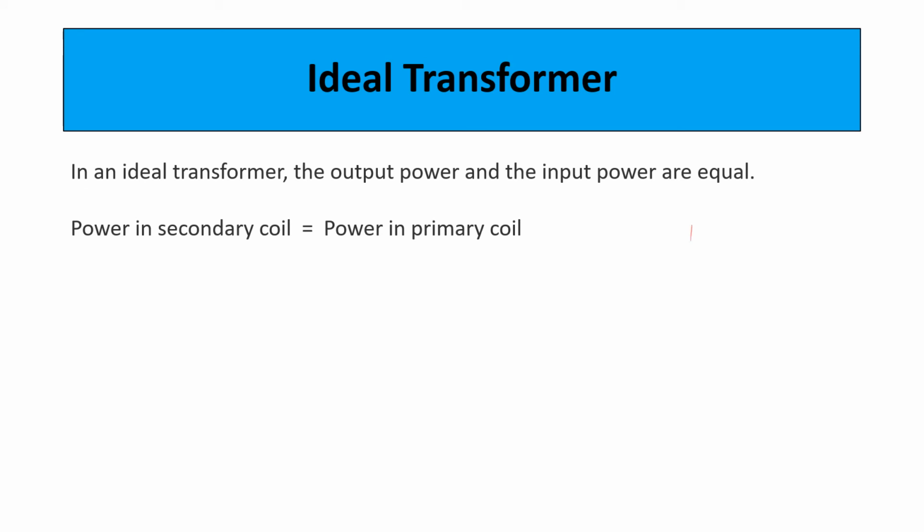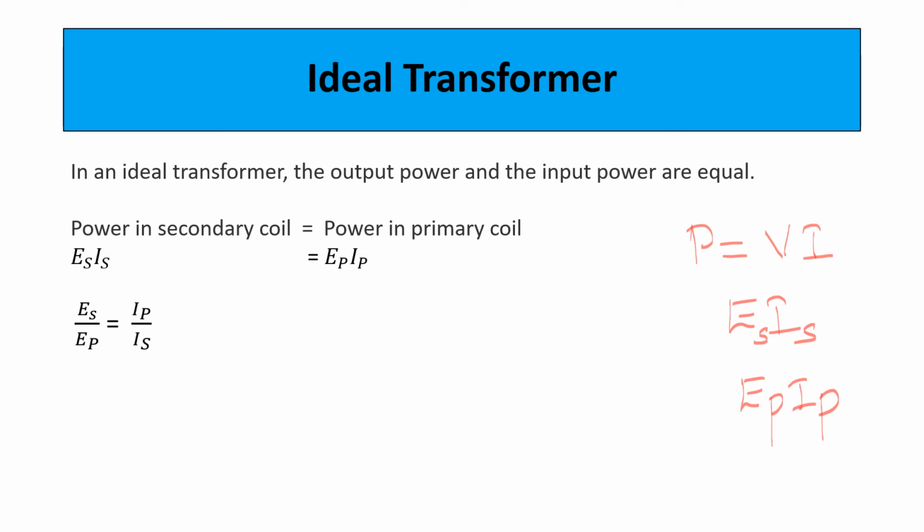What is the expression for power? Power is equal to VI. Here you can use the letter EI. For secondary, you must put EsIs. For primary, you can write EpIp. Therefore, power in the secondary coil is equal to power in the primary coil. EsIs is equal to EpIp. From that expression, you can write Es by Ep is equal to Ip by Is.